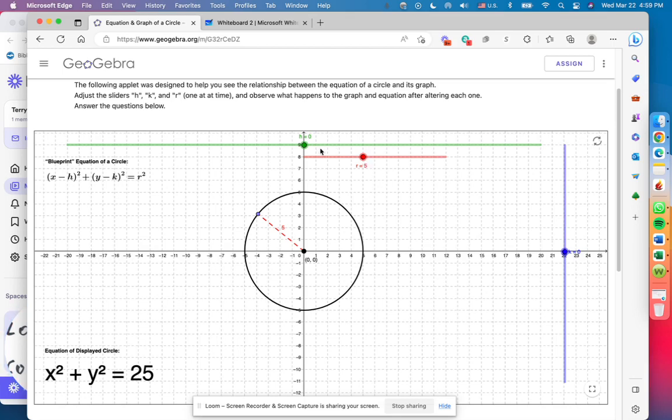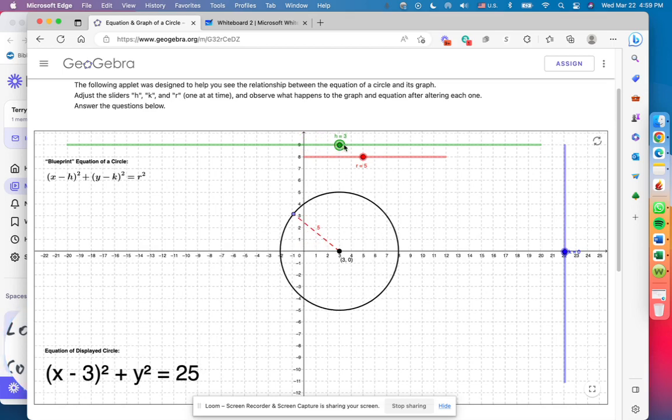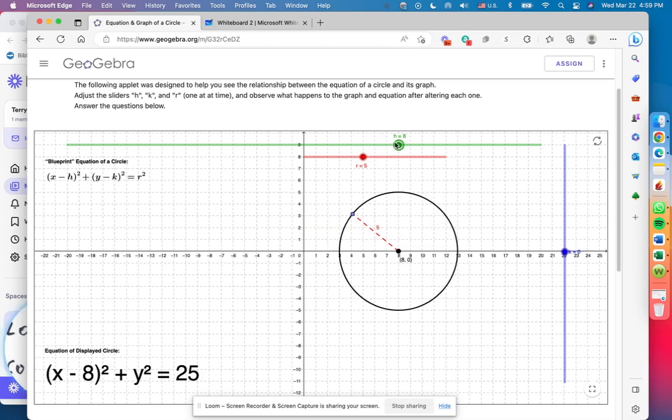Watch this. If I take this little slider and move it to the right, what's going on with my circle? It's moving to the right. Notice, look at the equation of my circle. It's (x - 8)². So that minus 8 literally moved it over to the right. You can think of it as backwards because minus makes it go to the right. You would think up and down, but it's just different because of the equation.